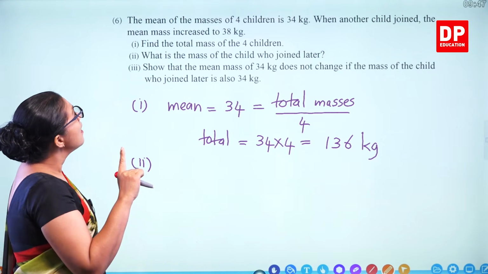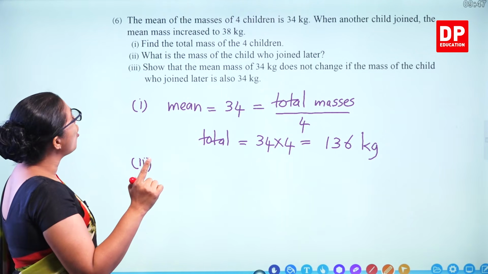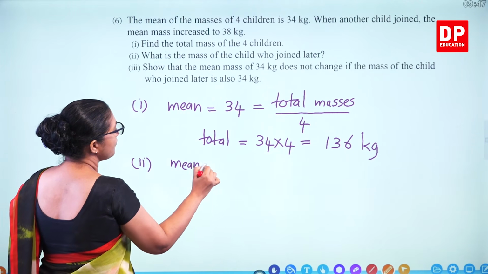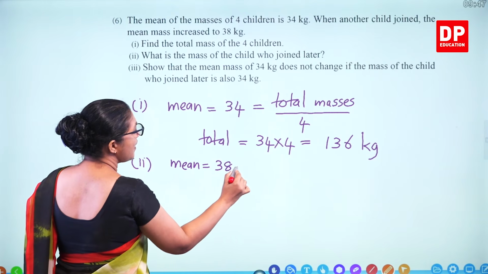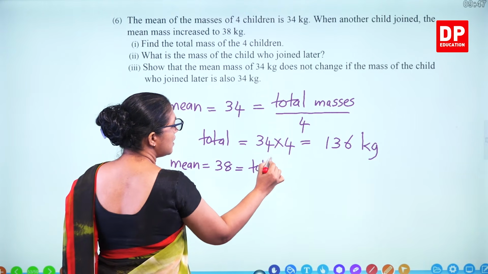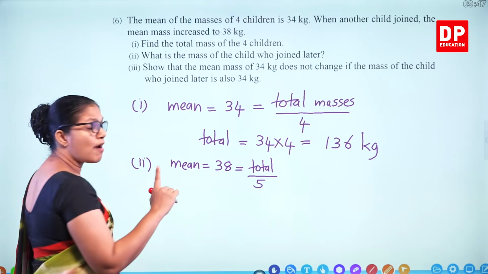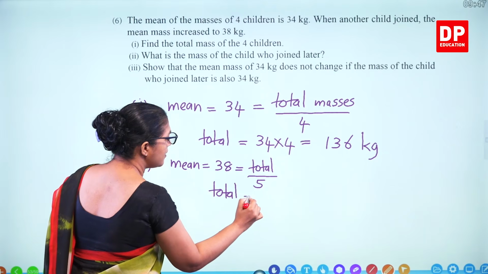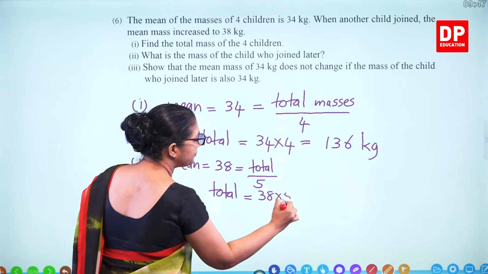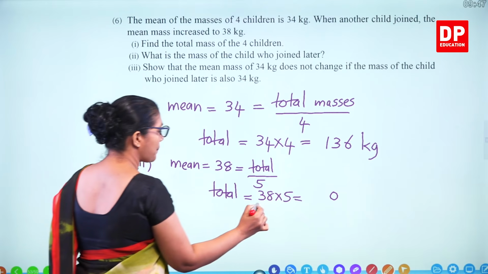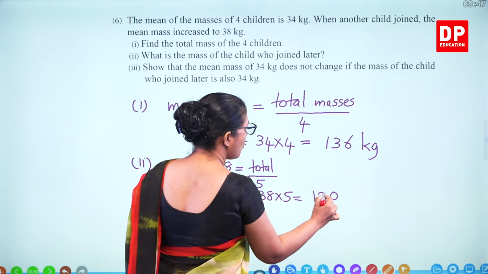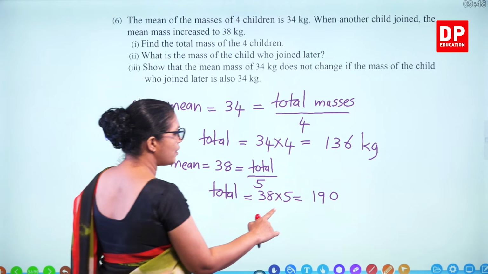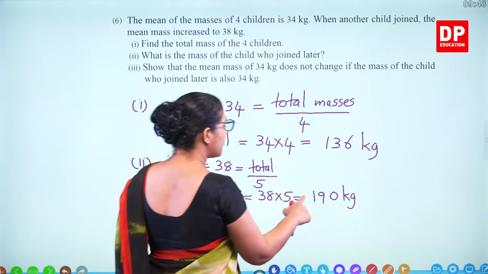Now it says after that child joined, the new mean is 38. That's the total divided by 5. Now there are 5 children. So what's the total for 5 children? 38 times 5. 5 times 8, 40. 5 times 3, 15 plus 4, 19. So that's the total for 5 children.